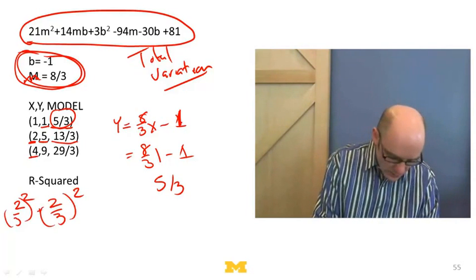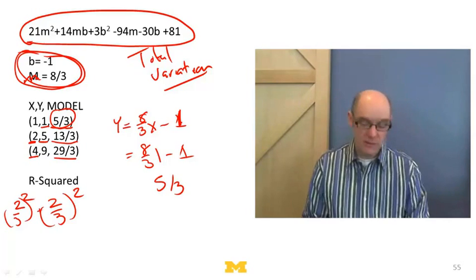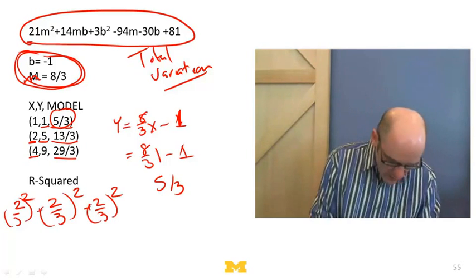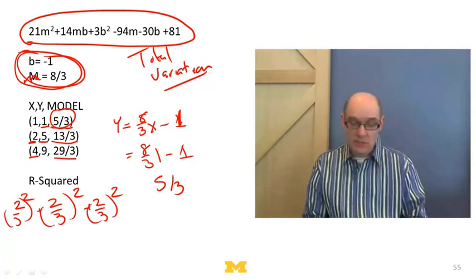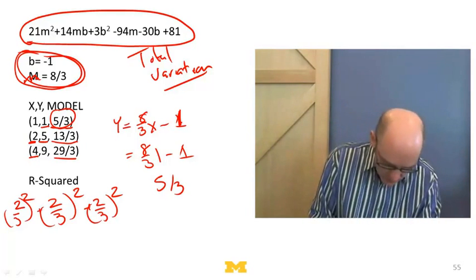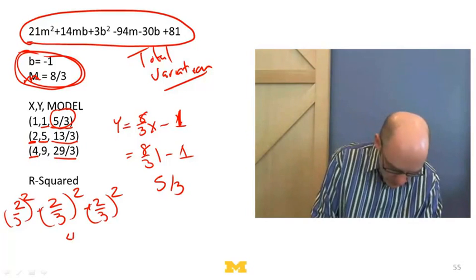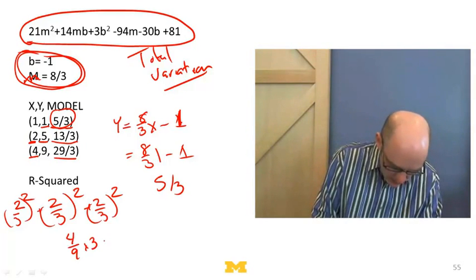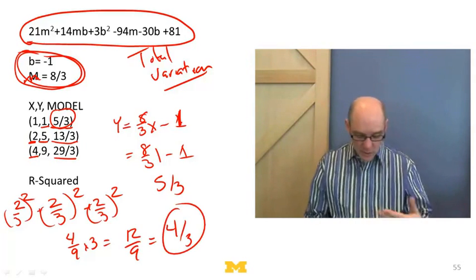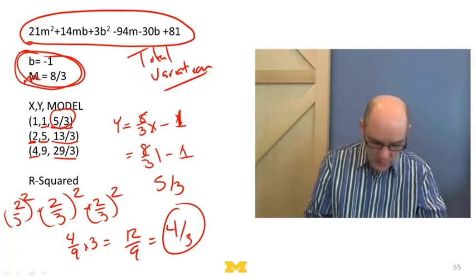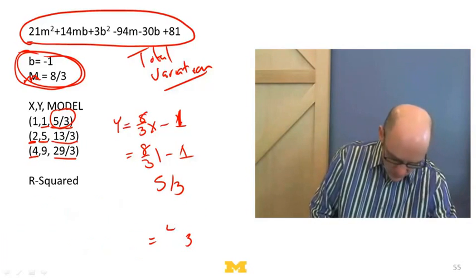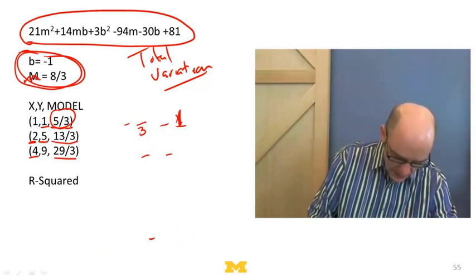And if we look at when x equals 4, our model gives us 29/3. The actual value is 9, which is 27/3. That's also off by 2/3. So what we're going to get is our total variation left over is 2/3 squared plus 2/3 squared plus 2/3 squared. So that's basically 4/3. It's going to be 4/9 times 3, which is 12/9, which is 4/3. So now if I want to know what's my r squared, right? Well, if I erase all this stuff for a second, what I get is that how much of the data did I explain?